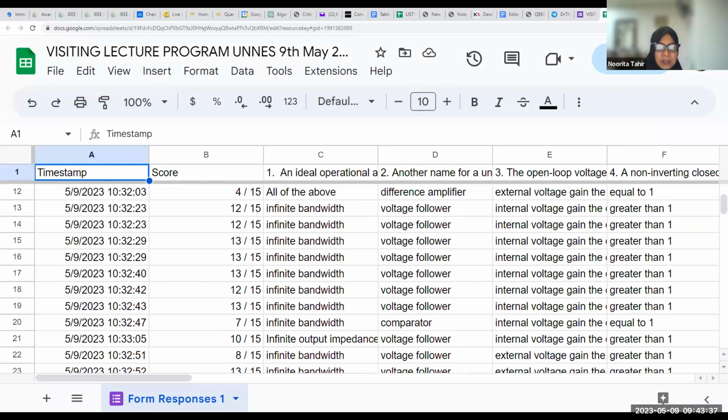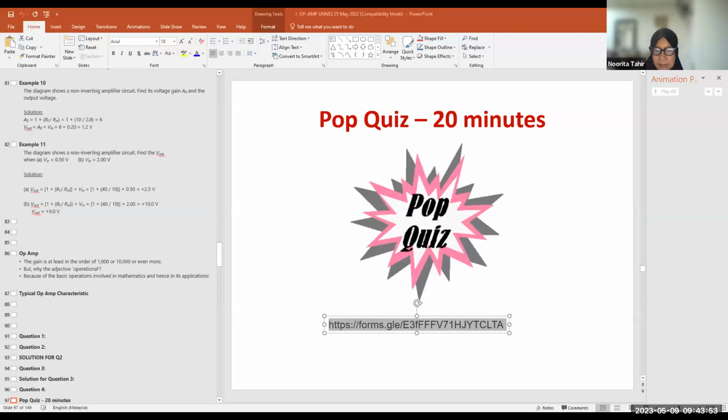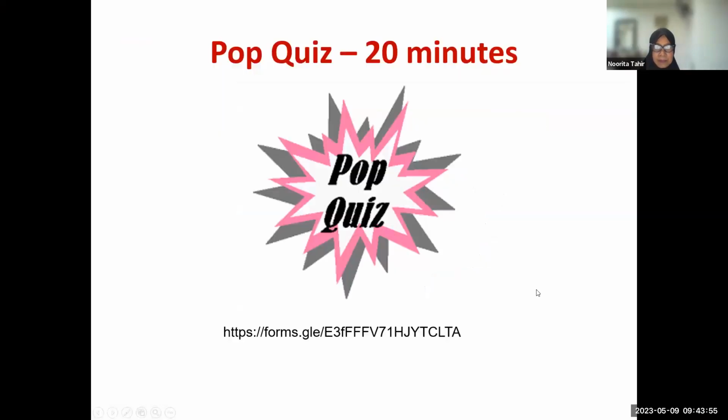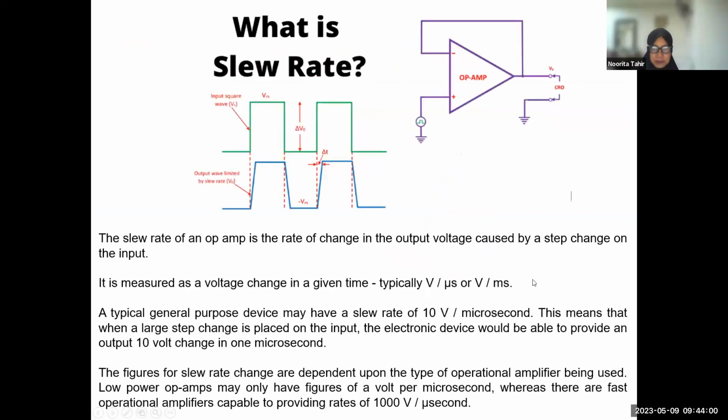When for the quiz, we come back to our notes. Okay, I'll share the screen for the notes now. Okay, last week I mentioned to you something about slew rate. So what is actually slew rate?